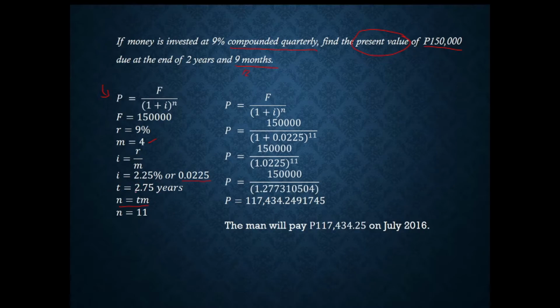So for the total number of conversion periods, you have 2.75 multiplied by 4, since that's T times M. Hence, N would now be equal to 11. Substituting those values to our formula, you have that there. So kindly check my solution.